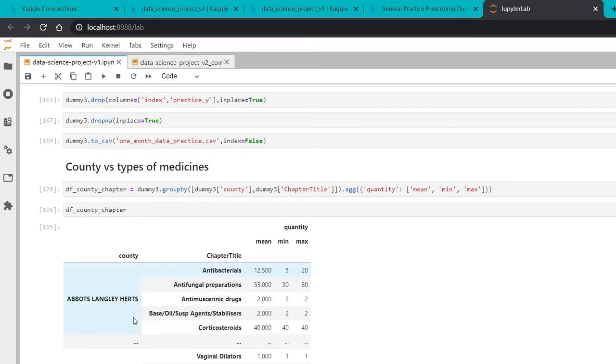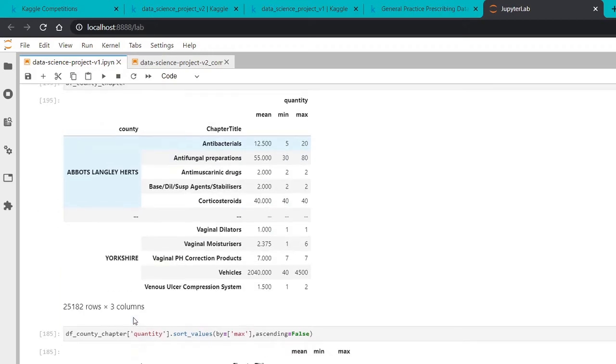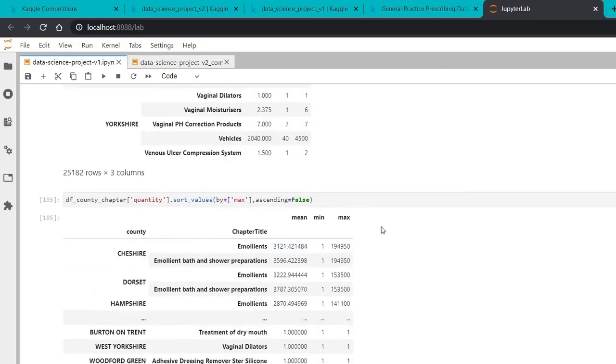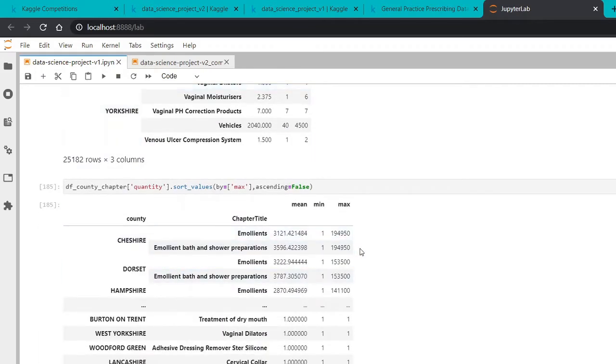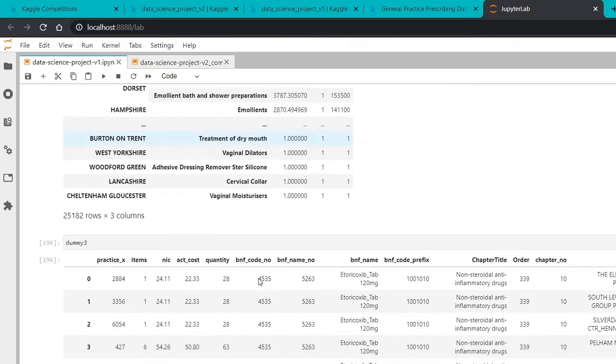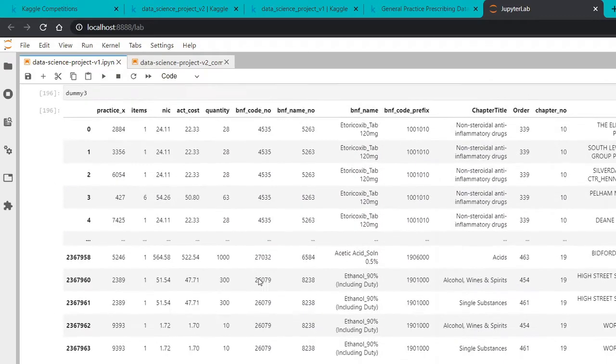And yeah, this is an interesting plot wherein we are looking into a particular county, for example, Yorkshire. Yorkshire has different medicines sold in the whole county. So what is the distribution of the different medicines, and how much quantity is sold? Their mean, min, and max is shown. Based on that, we sorted the values and found out which was sold the most, and the maximum quantity is shown here. Like emollients are most sold in Cheshire. So mostly in England, emollients are sold highly.